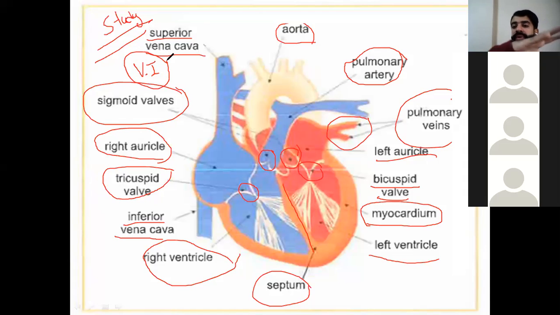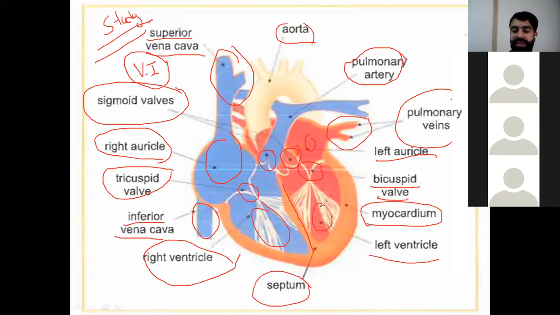I tell you, complete it, label the following. I give you the arrows and I will remove all the names here, and you have to know how to label it. So this is for studying. I will repeat: always this is the superior vena cava, the inferior vena cava, this is two. Always this is one is the auricle and this is the ventricle, right auricle, right ventricle. This is left auricle, left ventricle.